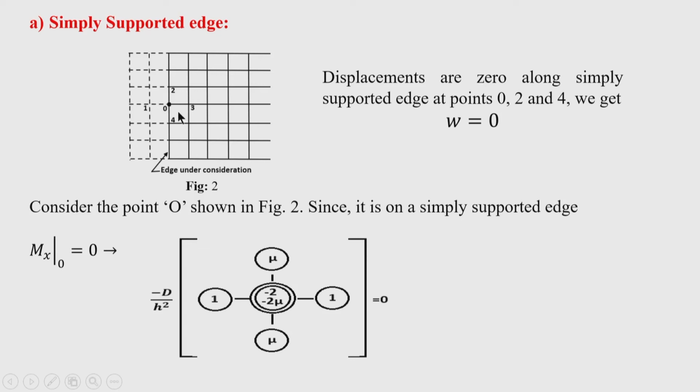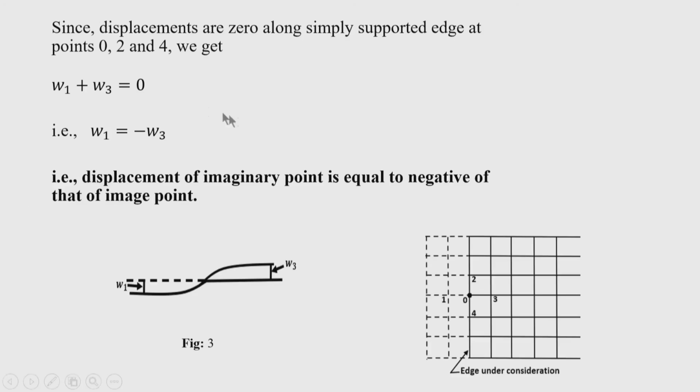Now, the deflection of the point on the imaginary grid is meaningless, because it is imaginary. So, we have to express the deflection of point 1, which is on the imaginary grid, in terms of the corresponding deflection of the image point. The image point is 3. Here, in the simply supported case, the deflection will be like that, because rotation is permitted. So, there you will get slope.